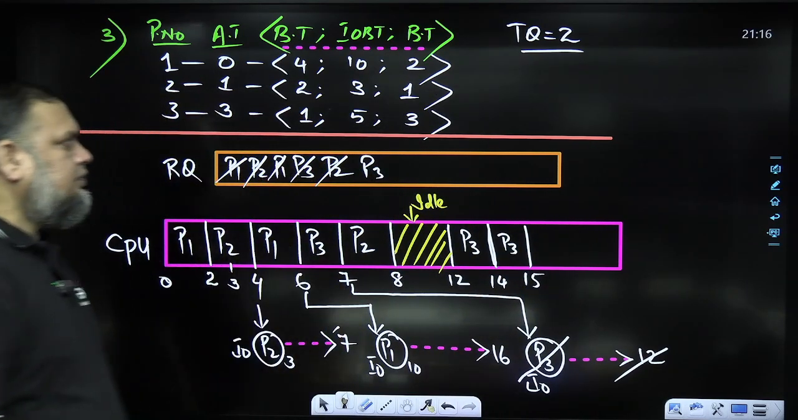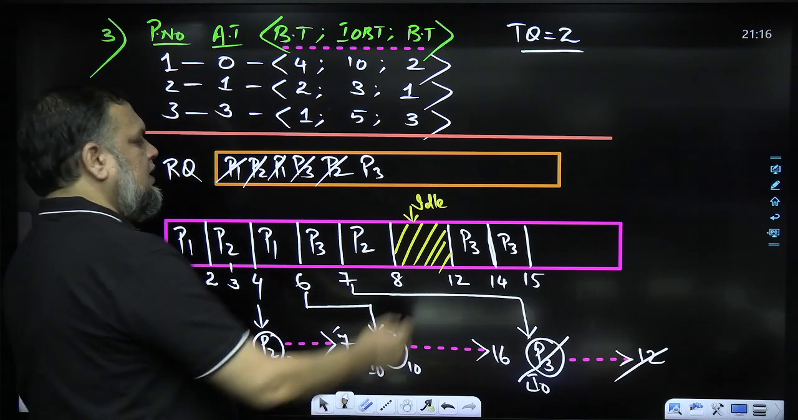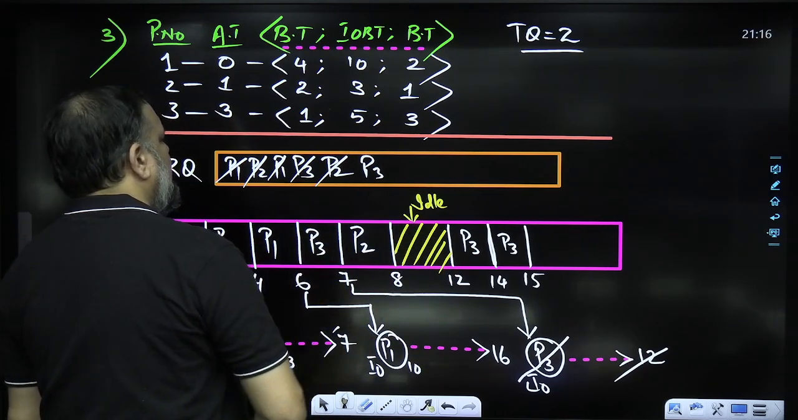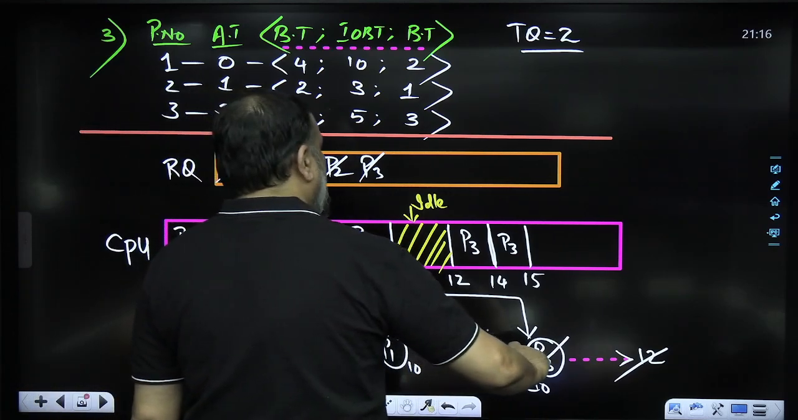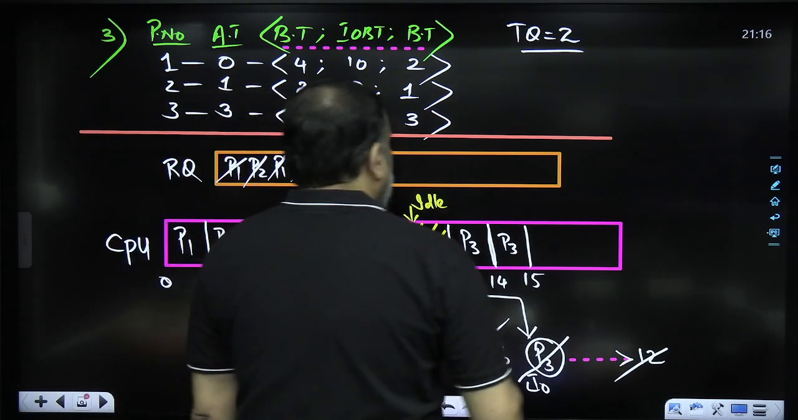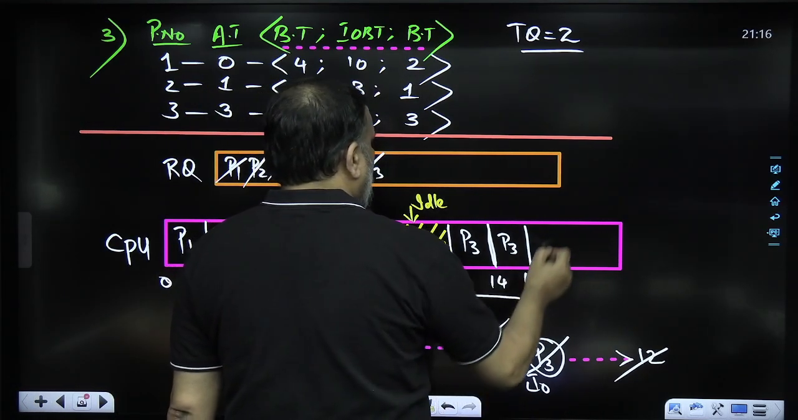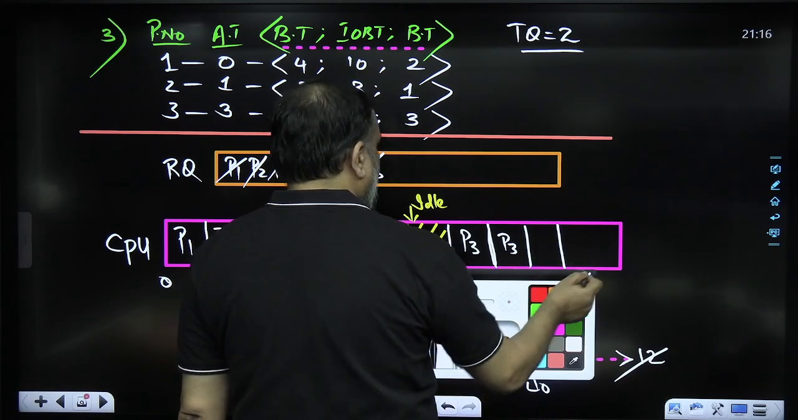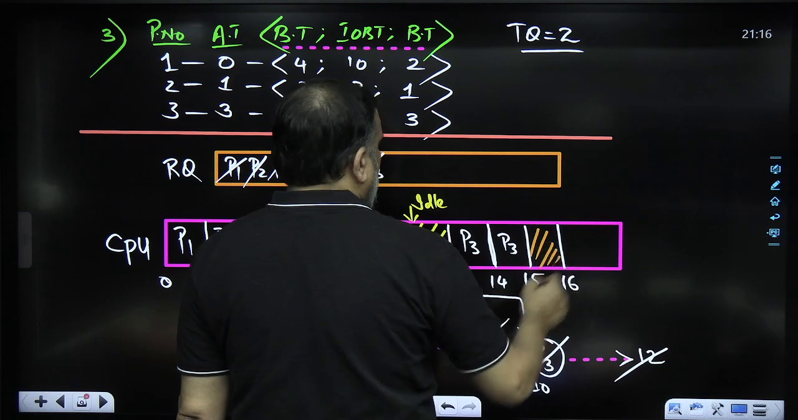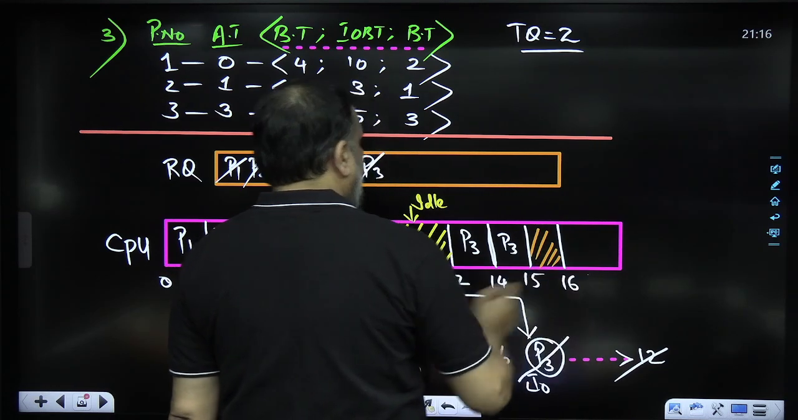3 units of time. So boys and girls, again observe at time 15, P3 is over, P2 is also over. P1 is still busy performing IO because P1 is going to complete its IO at time 16. So the current time is 15 now. That means 15 to 16, again we are going to have idleness. This is a very important aspect of scheduling.